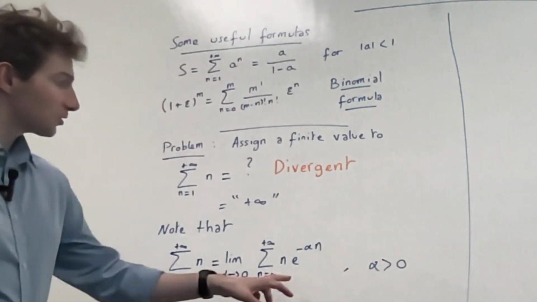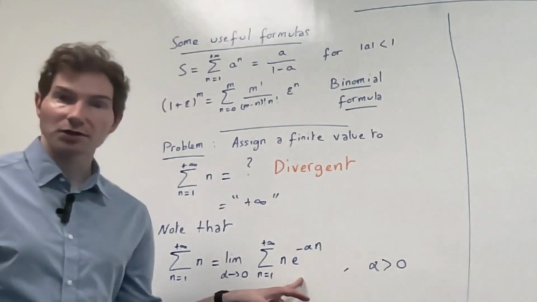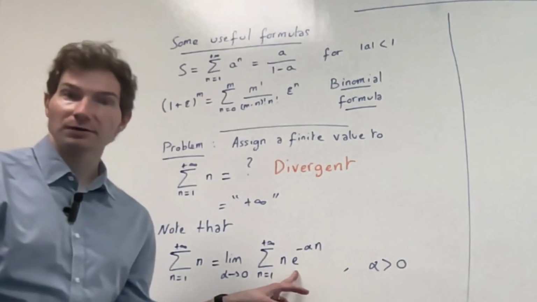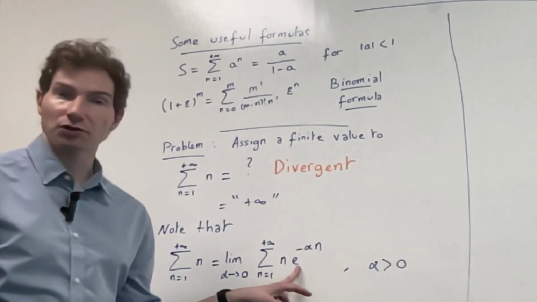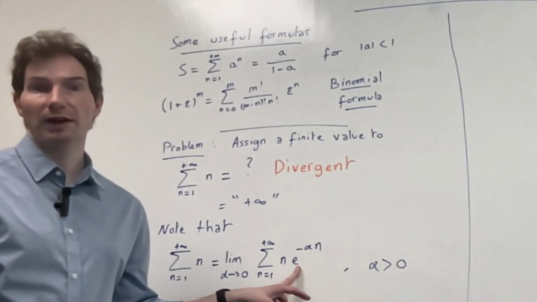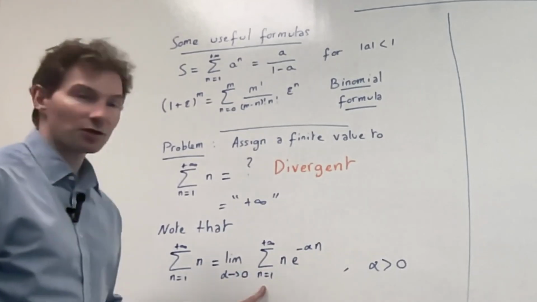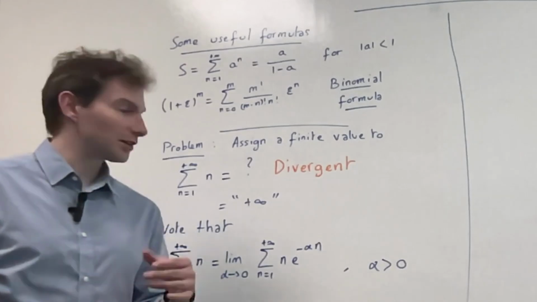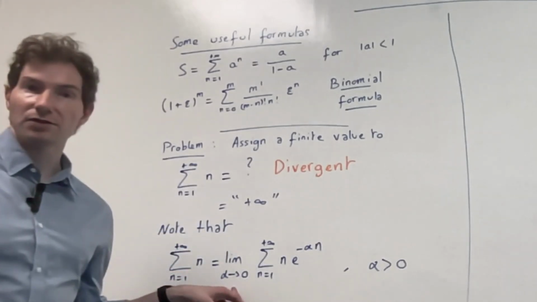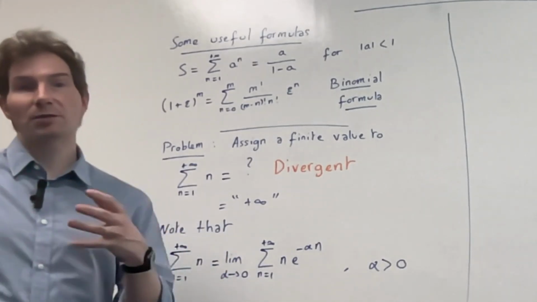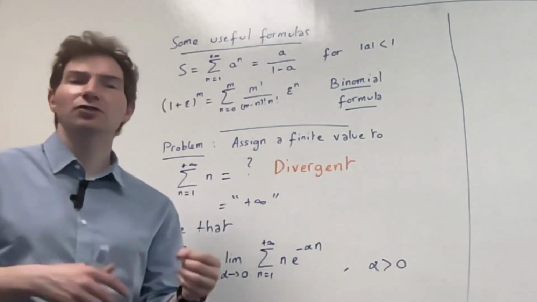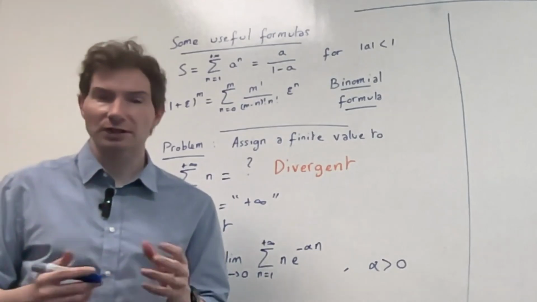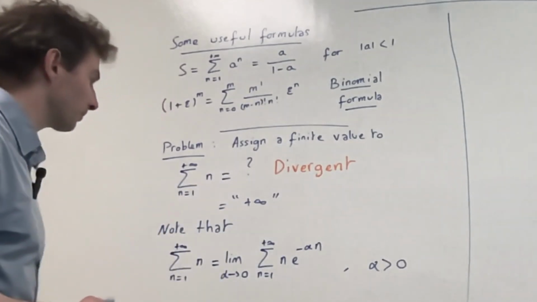So if alpha is positive, then this particular expression has to converge because of the very fast decay of exponential minus alpha n. So this is going to converge, and then something we may try out is what happens when alpha tends to 0. Do we get something that is going to be finite? Do we get something else? In any case, what can we learn from it? So that's what we are going to do here.